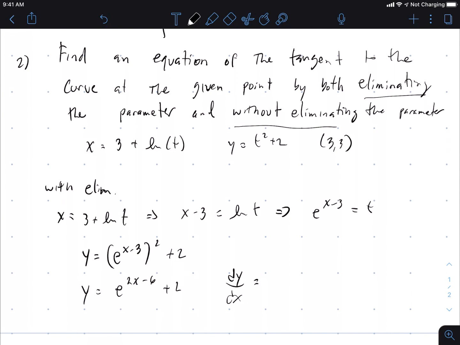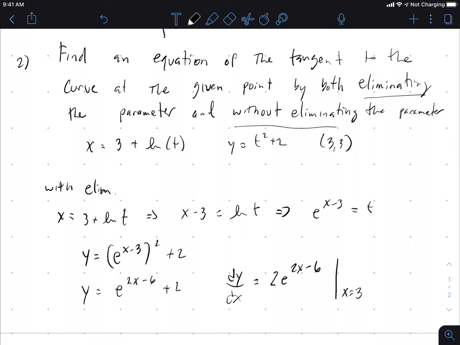Is it 2 times e to the 2x minus 6? All right, you said it's 2e to the 2x minus 6. Wonderful, that's it. Now, since we're looking for the slope at a specific point, we're looking for it when x is 3, because we have this piece here, right? Does that make sense?